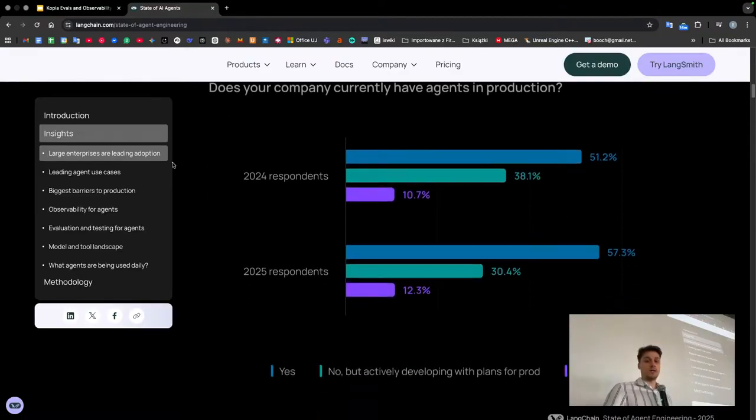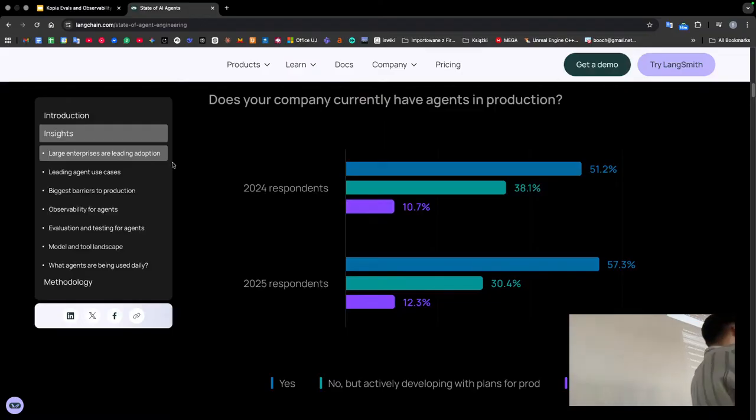This graph shows us the question: does your company have agents in production? From 2024 to 2025, the numbers changed. I would say it also changed in a not-so-good way, because the yes answers are getting bigger, but the answer of no, but developing with plans for production, has decreased, and no, we're just exploring is increasing. So it gives us the insight that it's not only a bubble, but it's also working this way.